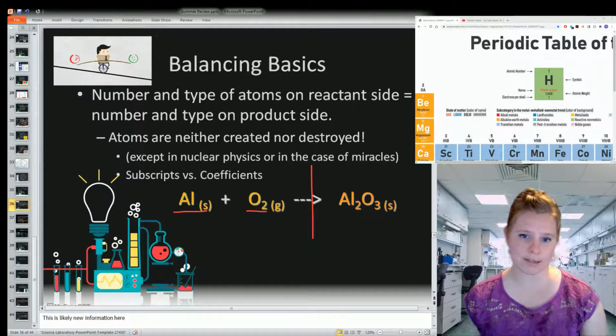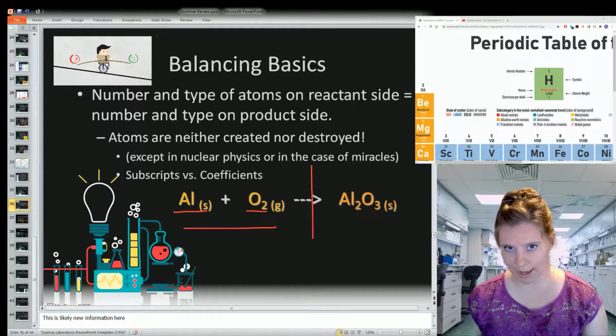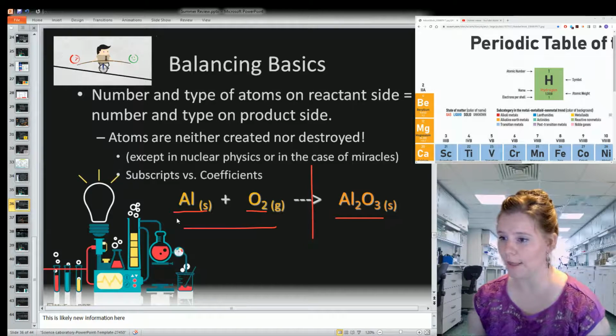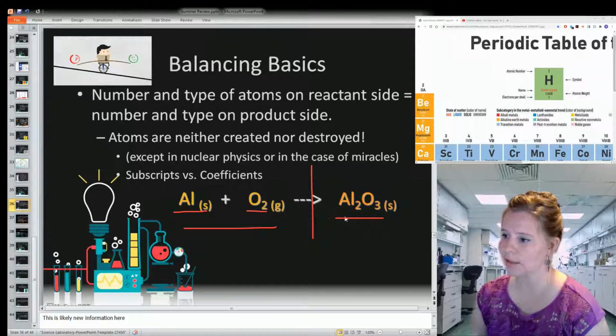So the reactants that are on this side here, the number of atoms on the reactant side needs to equal the number of atoms on the product side, the number and the type, okay? And in this case, they are not.